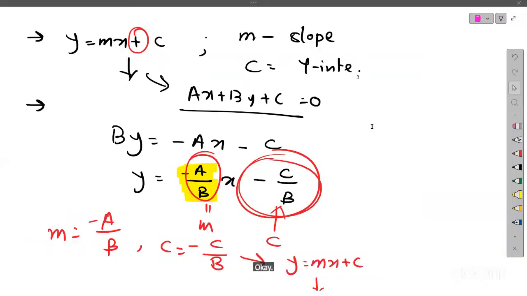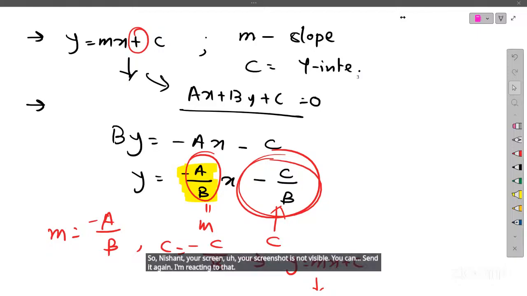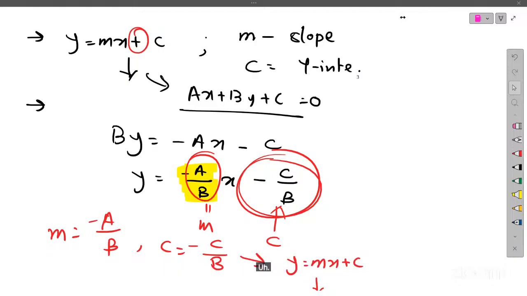Okay. Question 9, please. I'm not getting the question now. Okay, I'll go to that. So Nishant, your screenshot is not visible. You can send it. Should I share my screen again? No, it's better if you share the screenshot. I already shared, ma'am, 2 times. Have you shared now? Yeah, this one, just got it.